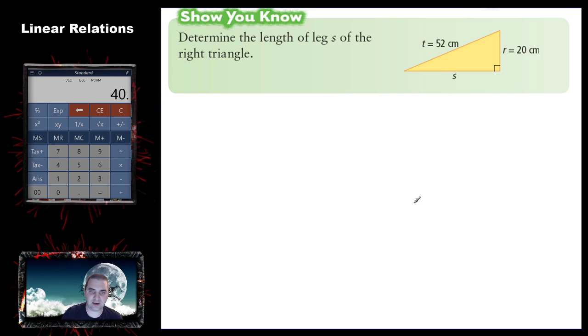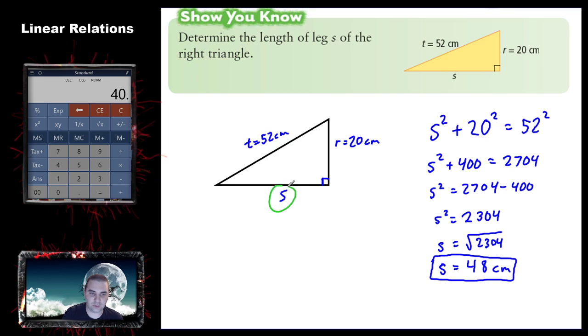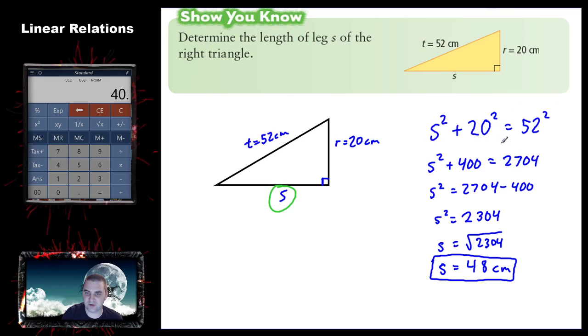Hopefully that was enough time and you paused the video and gave it a shot, because I am moving forward. And here's my answer. I don't know S, but I do know these. I set up my triangle and I have S squared plus 20 squared is 52 squared. So it's 2704. I move this over, the negative version of it anyway, by getting negative on both sides.